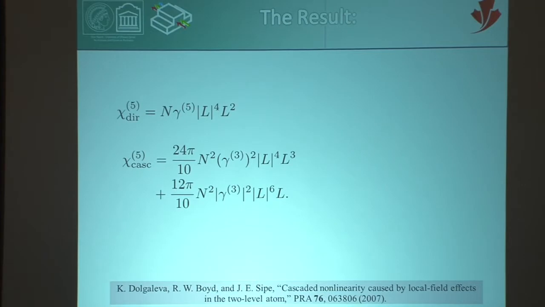That was the next challenge that Dr. Boyd raised for me. So, well, very good, but now let's figure it out. What's going on? Let's try to observe it experimentally. There is one obvious thing about these two contributions, the direct contribution to Chi5 and the cascaded contribution to Chi5: the direct scales as the atomic density, while the cascaded contributions scale as the atomic density squared.